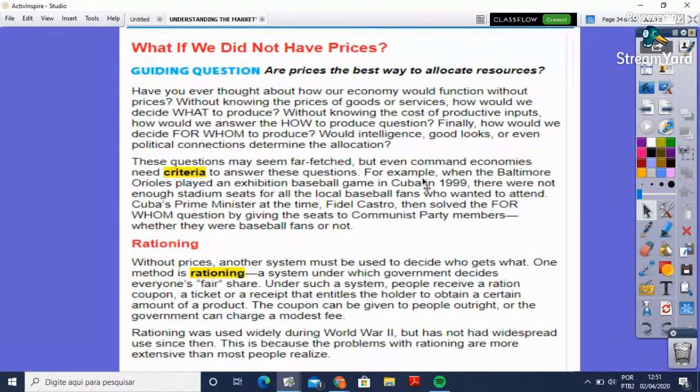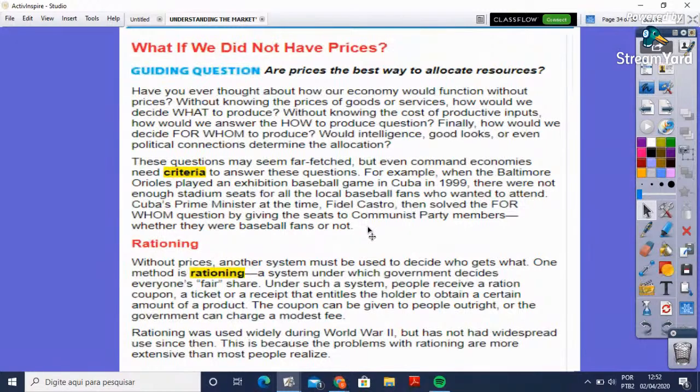It happened in Cuba. In 1999, there was an exhibition of a baseball game, and there were not enough stadium seats for all the local baseball fans who wanted to attend. So somebody had to make the decision. This decision had to be made by somebody. And since we did not have the price, Fidel Castro decided to make the decision for whom. So he solved the question of for whom, and he gave the seats to Communist Party members, whether they were baseball fans or not.